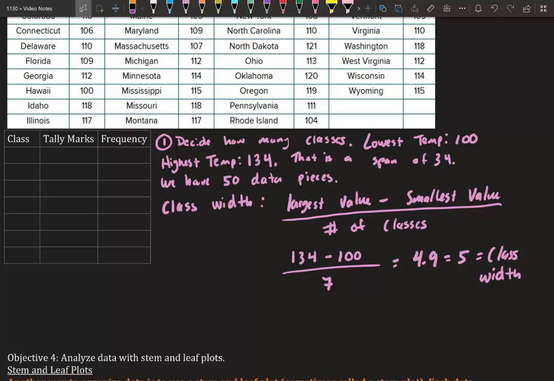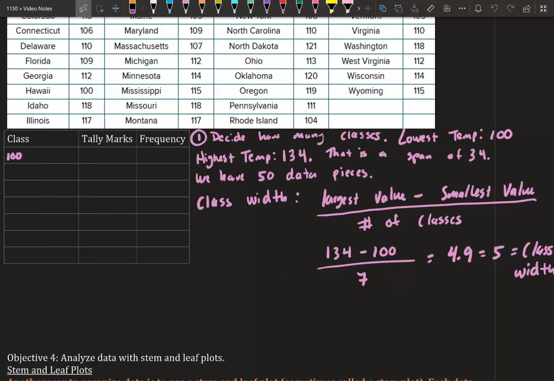So our first class starts at 100 because that's our lowest number. So 100, that's 1. 101, that's 2. 102, that's 3. 103, that's 4. 104, that's 5. I literally am counting on my fingers right now. So 100 to 104, that's 5. Okay, so the next number is 105. Now we're going to count 5 more. So 105, that's 1. 106, that's 2. 107, that's 3. 108, that's 4. 109, that's 5. So this goes to 109.